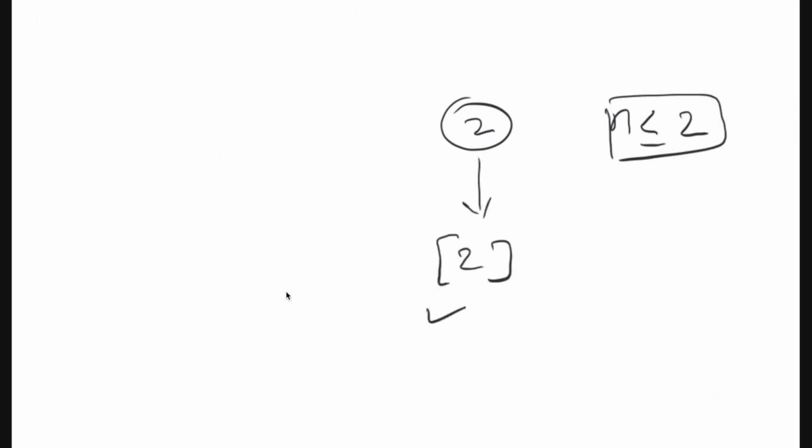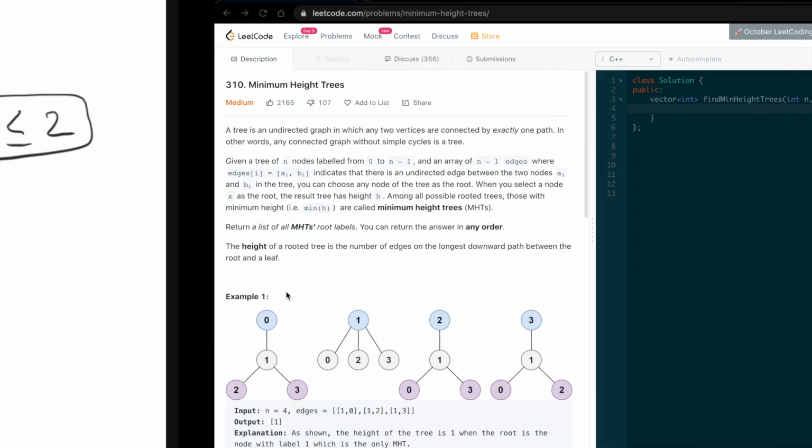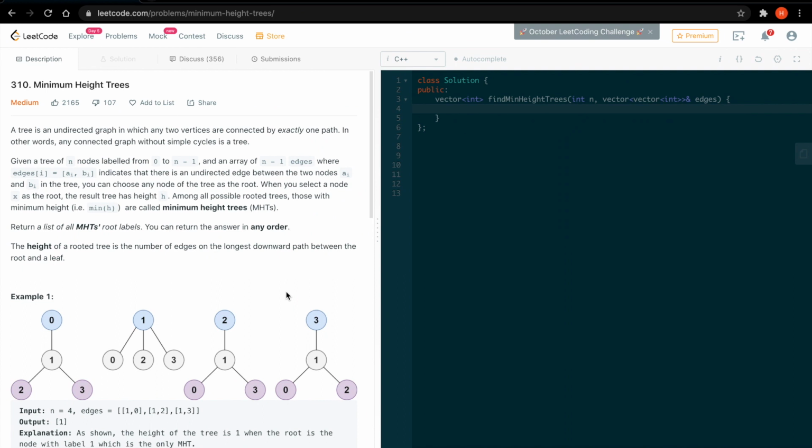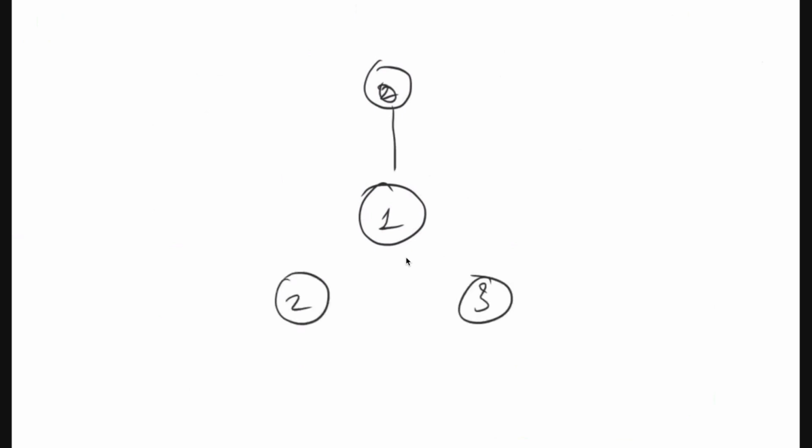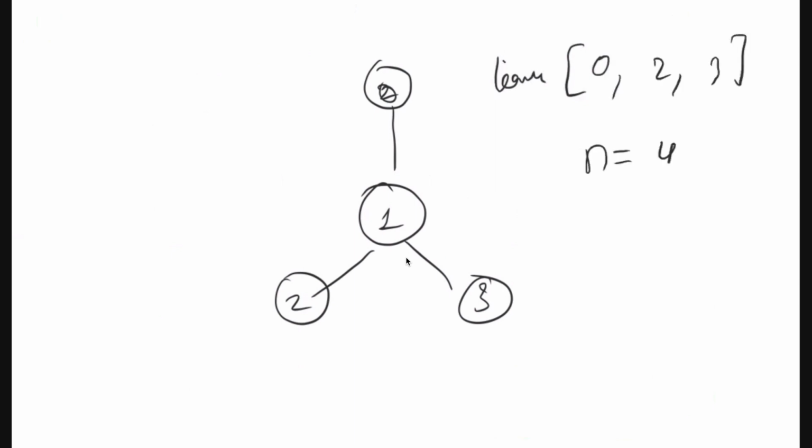So we can consider it for many different test cases. Suppose the example given in this problem is we have 1, 0, 2 and 3. So as we said, the leaves of my current graph would be 0, 2 and 3, and the current value of n is equal to 4, which is greater than 2.